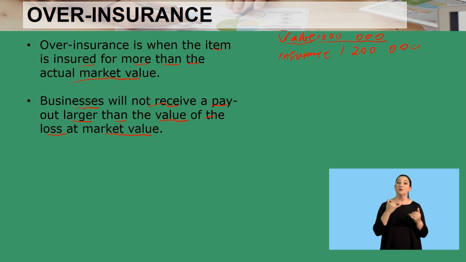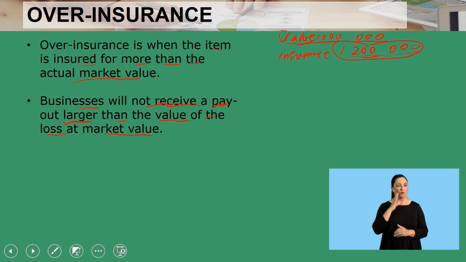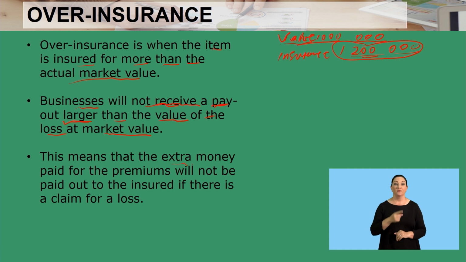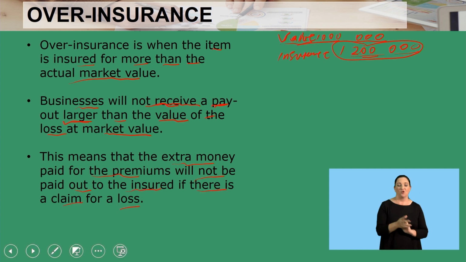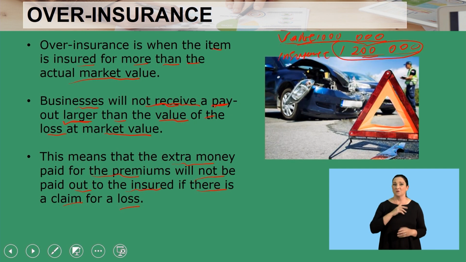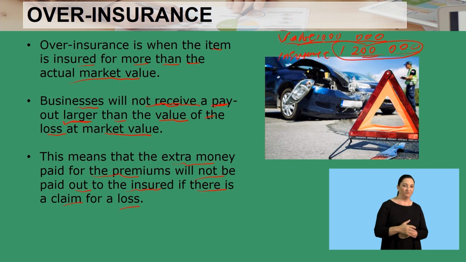This does not mean that if the business has insurance that is more than the value of the asset, the business will receive a larger payout, because they may want to use the idea that insurance is more, therefore we are going to receive more should damage happen. That will not happen. The extra money paid in premiums will not be paid out to the insured if there is a claim for a loss. Should any damage happen, you will not receive more money, because you will only receive money in proportion to your asset.